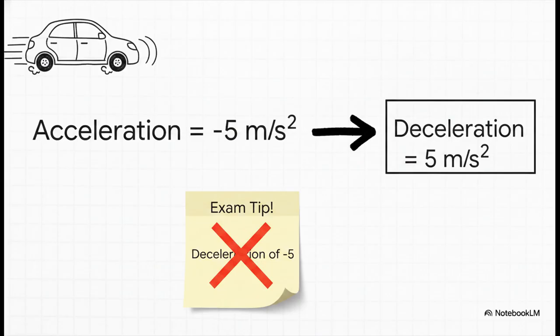Deceleration simply means a decrease in speed. If your math gives you a negative acceleration of, say, negative 5, that translates directly to a deceleration of 5 meters per second squared. Don't write a deceleration of negative 5. The word deceleration already does the job of telling the examiner it's a negative change.